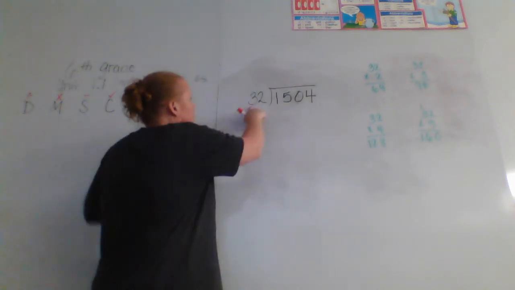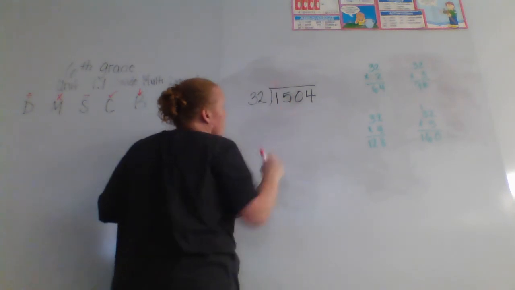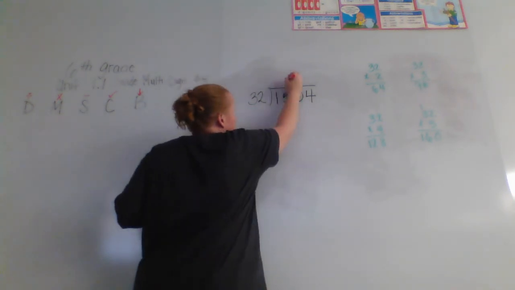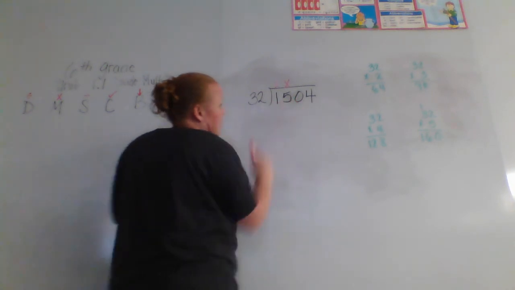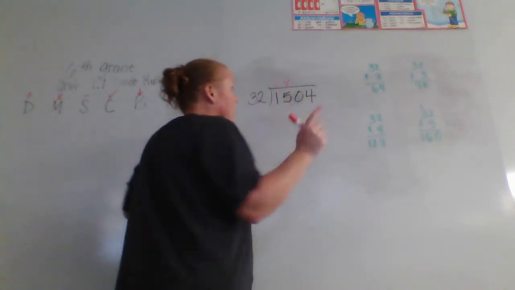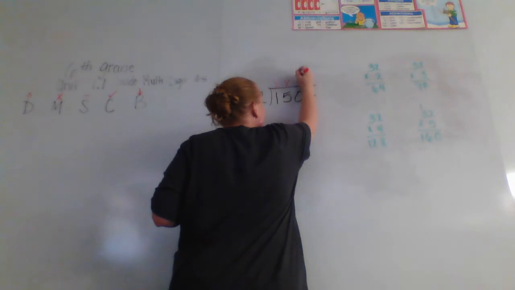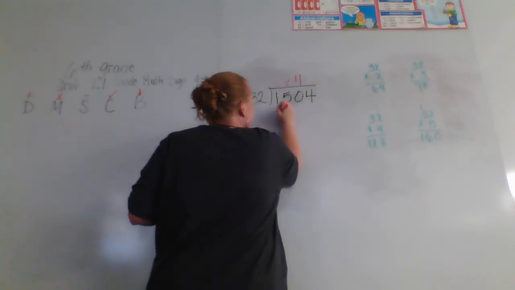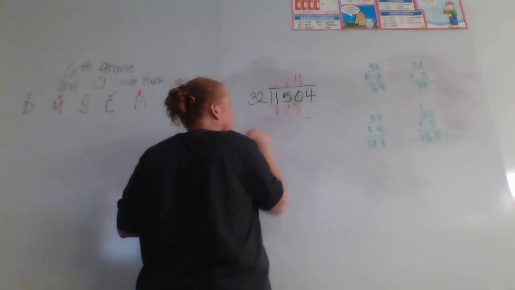So, 32 is not going to go into 1. I'm going to go ahead and put a placeholder. 32 is not going to go into 15. I'm going to put a placeholder. 32 into 150. So the closest we're going to get is over here to that 160. So that's too high, though. So I need to go back one, so I'm going to put 4. And that's going to be 128. That's my multiplication. 4 times 32 is 128.